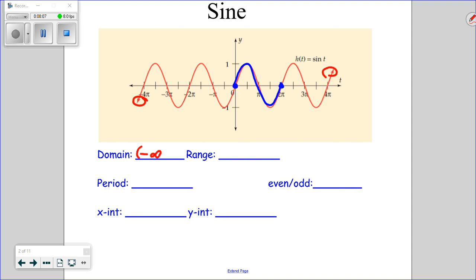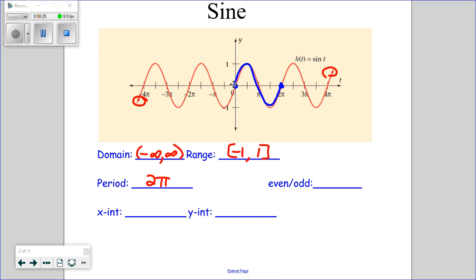So domain is negative infinity to infinity. Your y values are still negative 1 to 1, just like cosine. The period is 2 pi, just like cosine, but from there, the characteristics start changing.